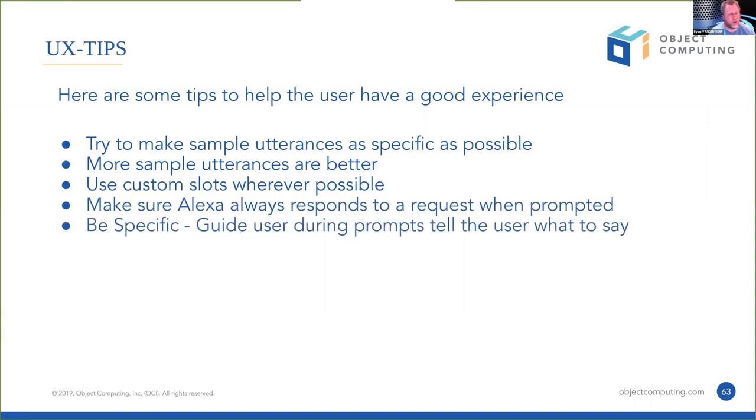And always make sure Alexa responds to a request when prompted. So if you say something and it doesn't say something back, it's an automatic failure, they'll kick it back at you. Again, be specific. Guide users during the prompts. Tell them what to say. Say this or this. Don't give them 5 choices. That's too long of talking. It needs to be really simple, like A or B.